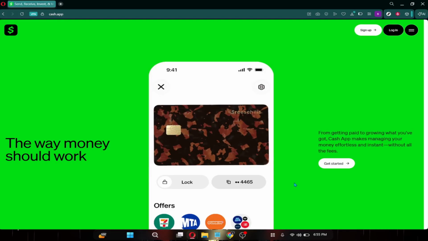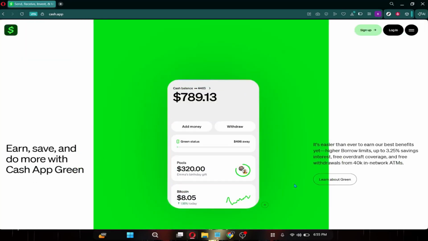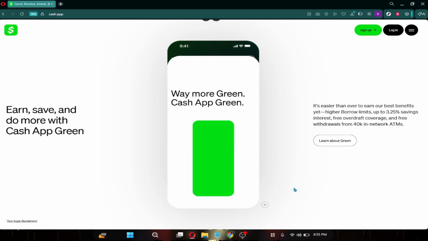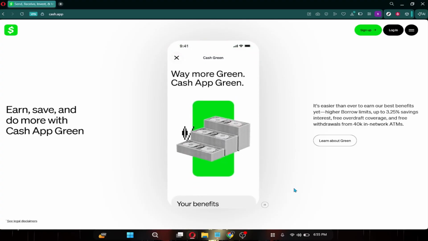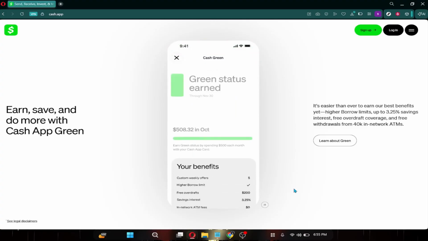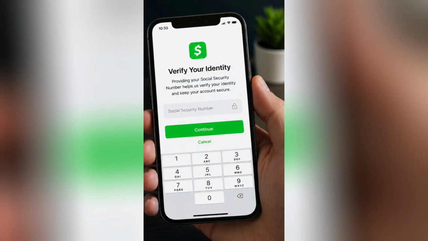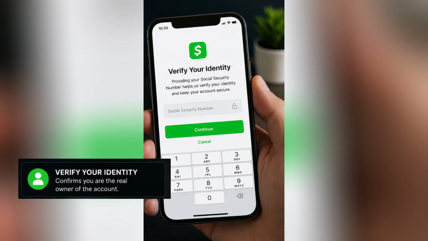First of all, Cash App is a financial payment platform that allows users to send, receive, and manage money. Because it handles financial transactions, Cash App is required to follow banking laws and government regulations. One of the main reasons Cash App asks for your social security number is to verify your identity. This helps confirm that you are the real owner of the account and not someone pretending to be another person.